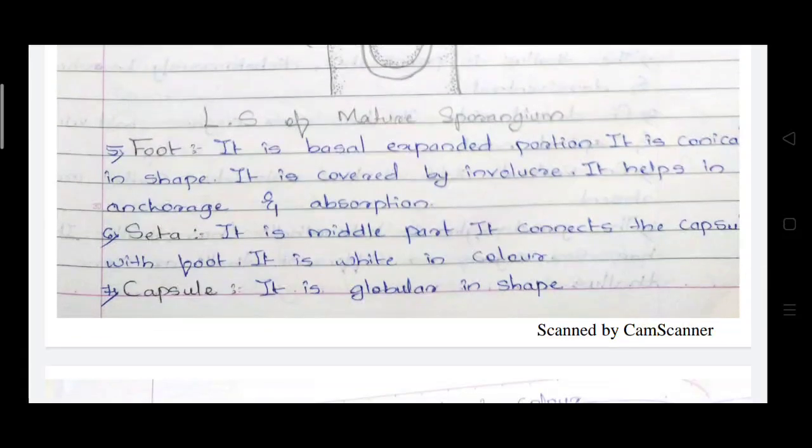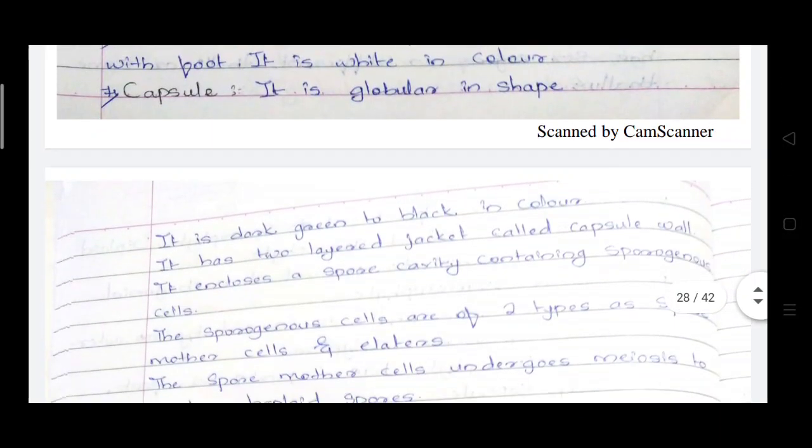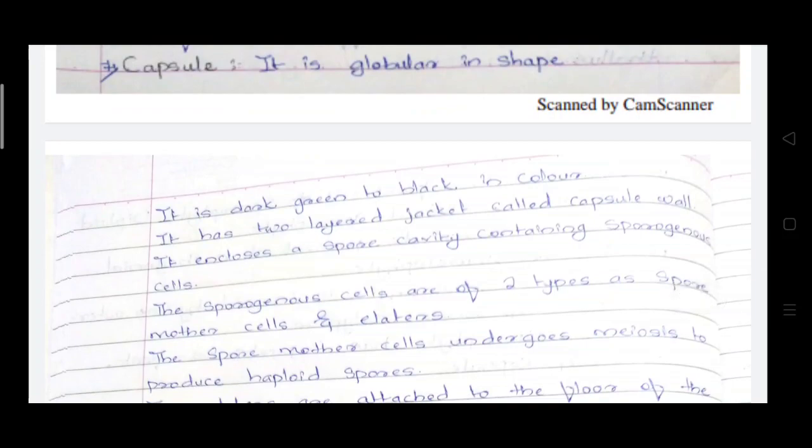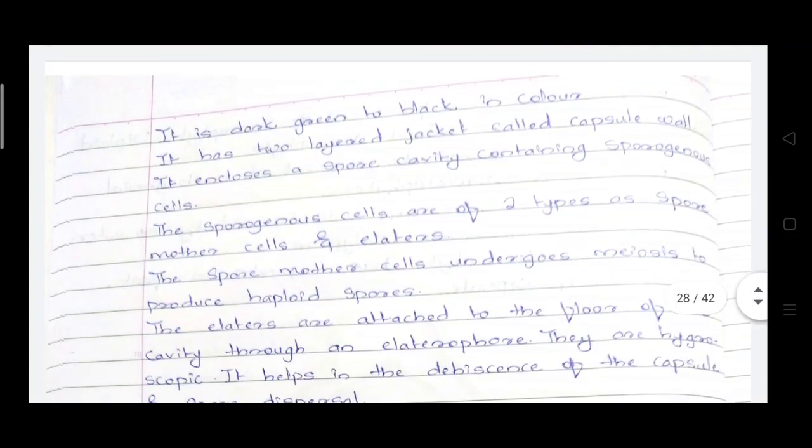Then the third part is the capsule. The capsule is globular in shape. It is dark green to black in color, and it has a two-layered jacket which is called the capsule wall. The capsule encloses the spore cavity containing the sporogenous cells. These sporogenous cells are of two types: spore mother cells and elaters. The spore mother cells undergo meiosis and produce the spores.